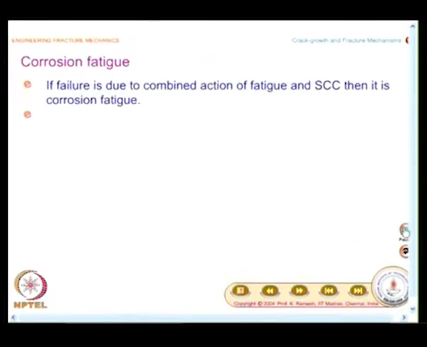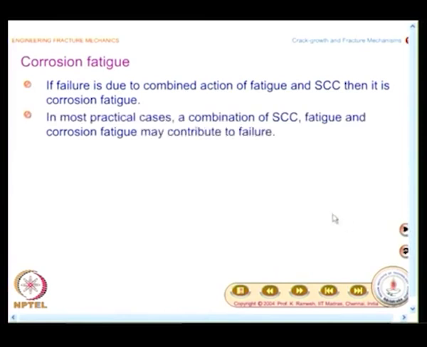And now we look up what is corrosion fatigue. If failure is due to combined action of fatigue and SCC, then it is corrosion fatigue. So, in many practical cases, you always find a combination of SCC, fatigue and corrosion fatigue, and they would contribute to failure. And we will look at an example, then you will understand how such a combination exists.